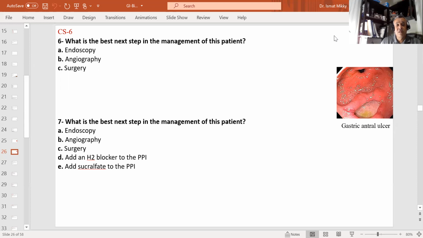And the success rates for patients with acute peptic ulcer disease or peptic ulcer bleeding can reach up to 98%, with recurrent bleeding rates up to 20%.